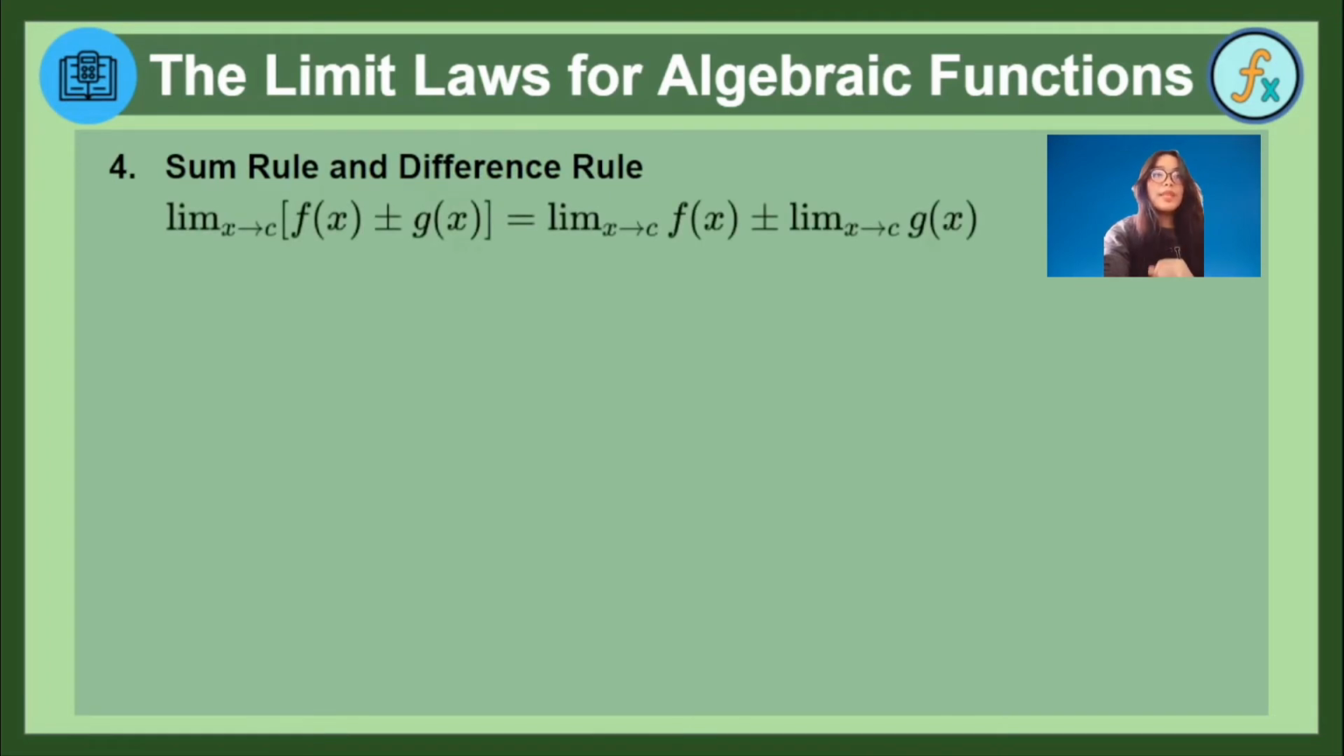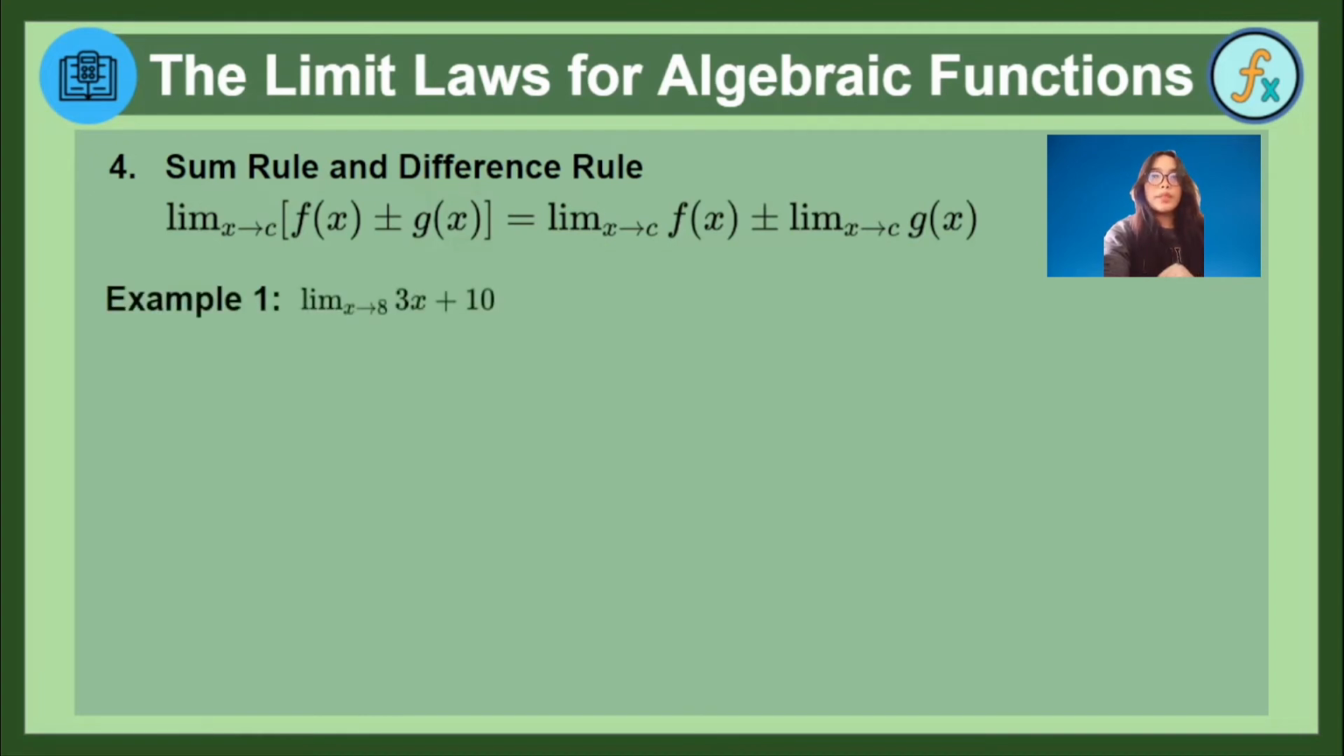In this rule, the limit of f(x) plus or minus g(x) as x approaches c is equal to the limit of f(x) plus or minus the limit of g(x). To understand more about its concept, here are some examples.